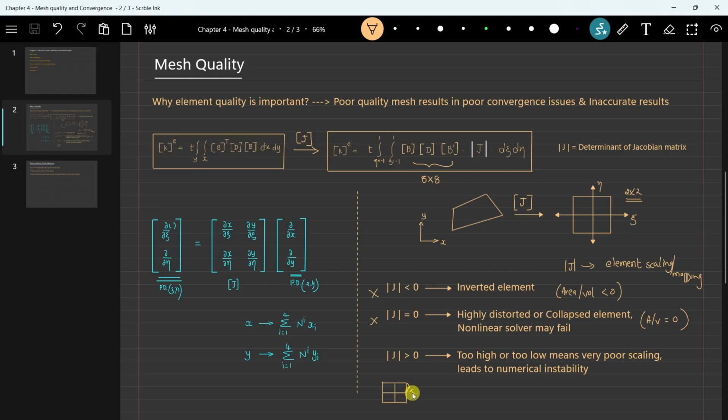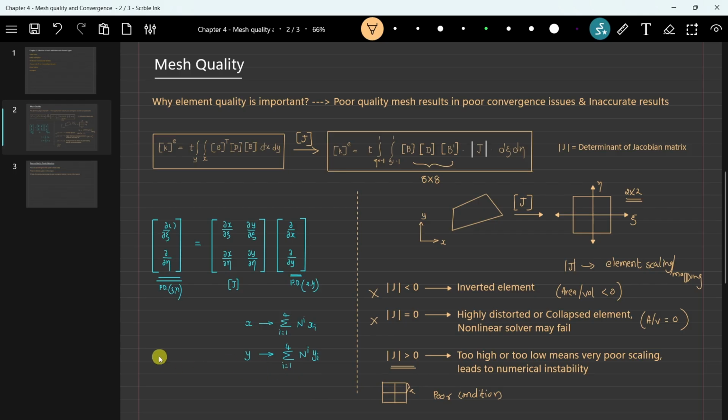So this also leads to numerical instability, because as we have seen, the Jacobian is directly used in the computation of the element stiffness matrix. So this is also called poor conditioning, when the Jacobian is very high or very low. So there is a particular range of Jacobian which needs to be maintained.